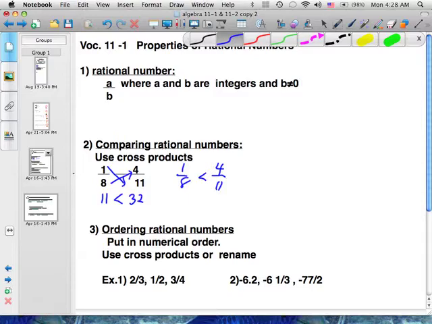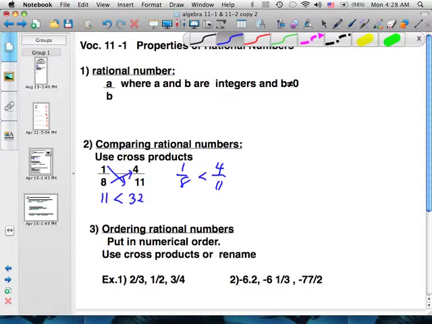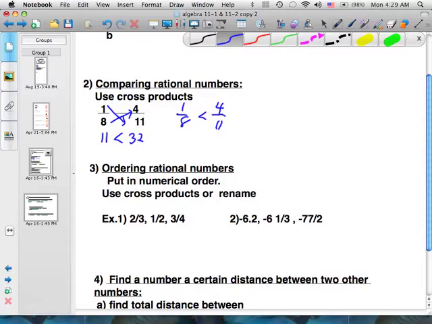We're also going to be ordering rational numbers, putting them in numerical order from least to greatest. We could use cross products, we could rename them, or we could simply use the decimal form for them. I'm going to use the decimal form. This is 0.6 repeating, 1/2 is 0.5, and 3/4 is 0.75. So from least to greatest, 1/2 is the smallest, then 2/3, and then 3/4.